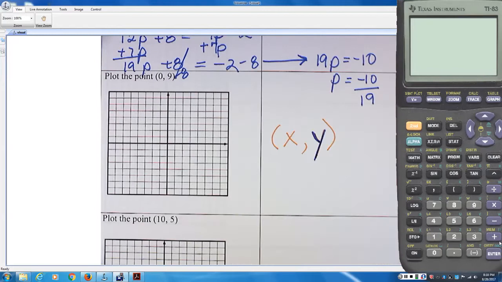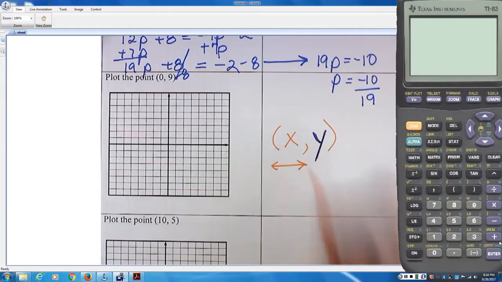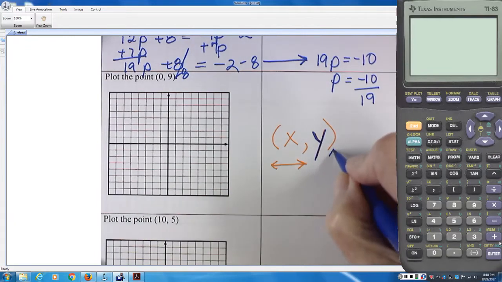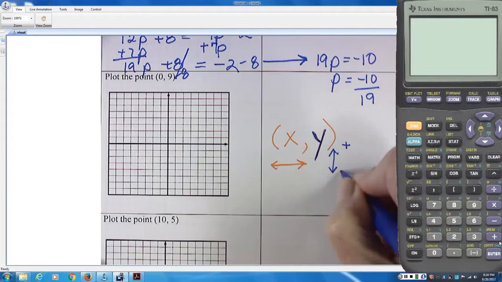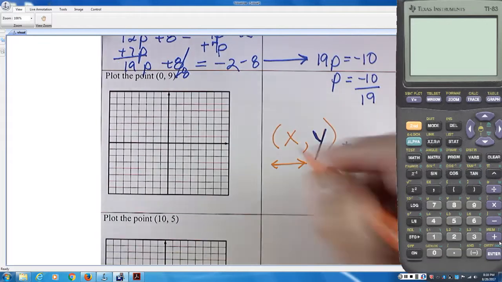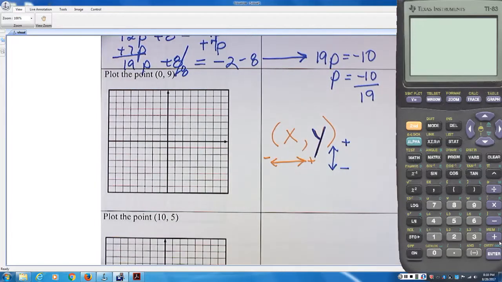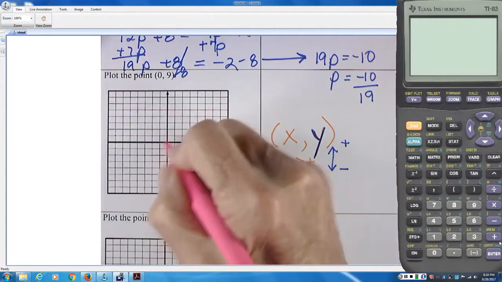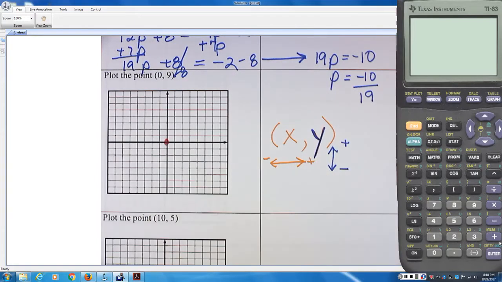And I want you to remember that the X direction goes back and forth. The Y direction goes up and down. It goes up if it's positive and down if it's negative. The X goes to the right if it's positive, to the left if it's negative. And you always, always start at the origin. That's the origin right there, 0, 0. You start where the two of them cross, and they're both 0.